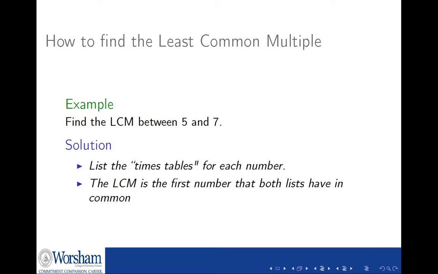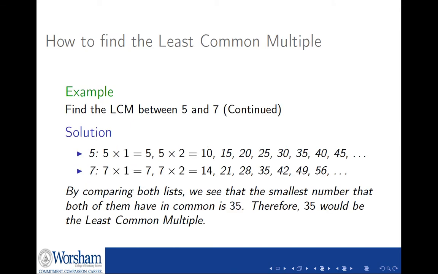So let's look at 5 and 7. The times tables for 5: 5 times 1 is 5, 5 times 2 is 10, 15, 20, and so on. For 7: 7 times 1 is 7, 7 times 2 is 14, 21, keep on going. I have the lists right here. Now, if we compare both of those lists, the smallest number that both have in common is what we call the least common multiple. In this case, the LCM is going to be 35 for both 5 and 7.